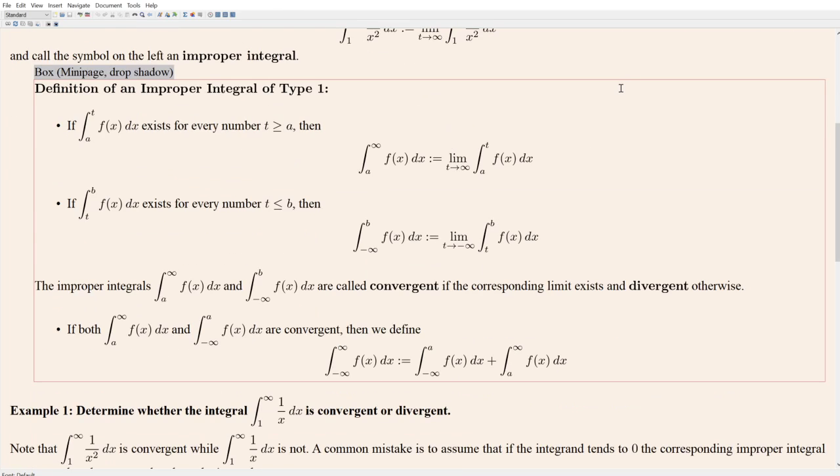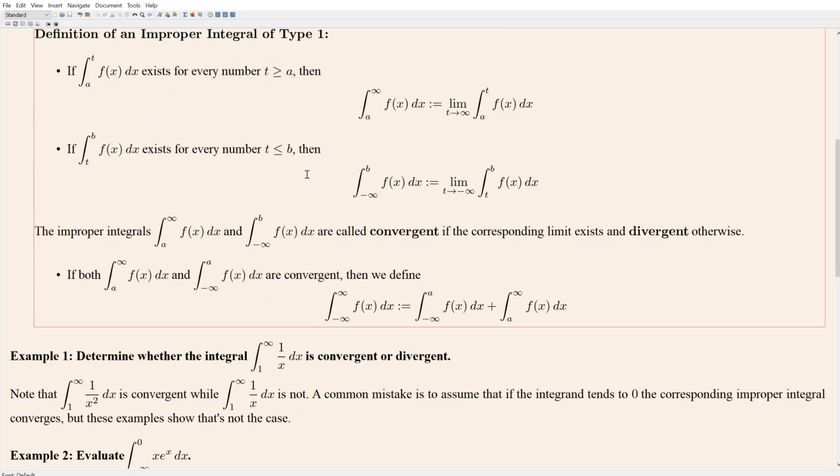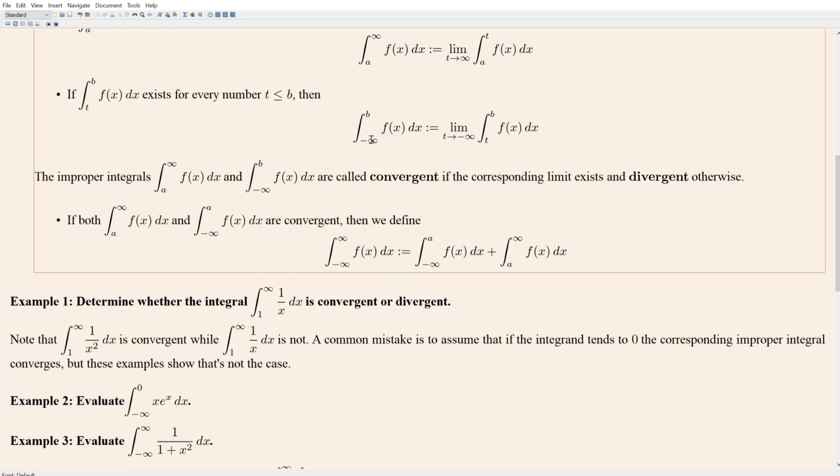So we're going to call this an improper integral of type 1. An improper integral of type 1 is one that has infinity in one of the limits of integration. And then, of course, there's going to be a type 2 later, which is slightly different. So if there's an infinity here, replace it with a parameter, and then let t approach infinity. If there's an infinity down here, same story. Replace that infinity with a parameter, and then let that parameter approach negative infinity.